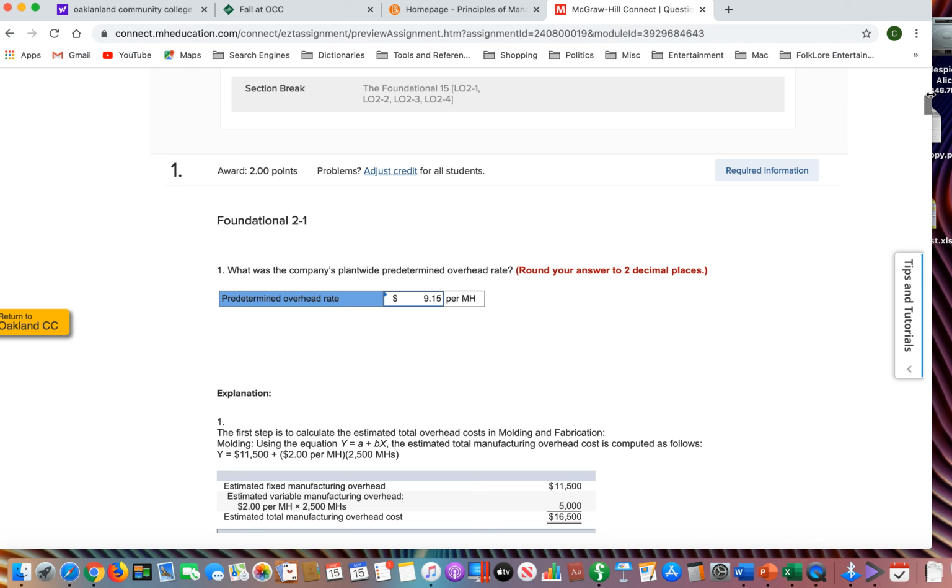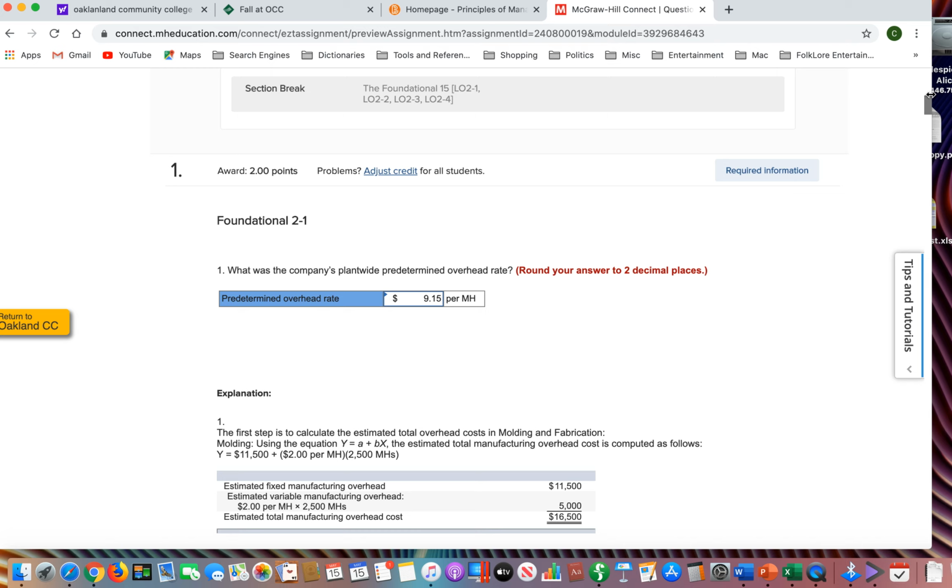Okay. Number 3, what was the total manufacturing cost assigned to job P? The total manufacturing cost. Well, we already calculated the overhead, right? $32,025. See that right there?